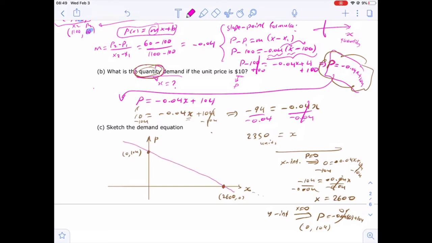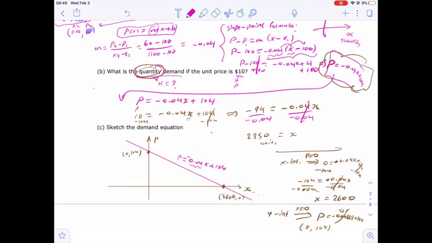But we need to pay attention to where the function starts and where it ends. So this is p equals negative 0.04x plus 104. As you can see, since the slope, the coefficient of x, is negative, that means the function is decreasing.